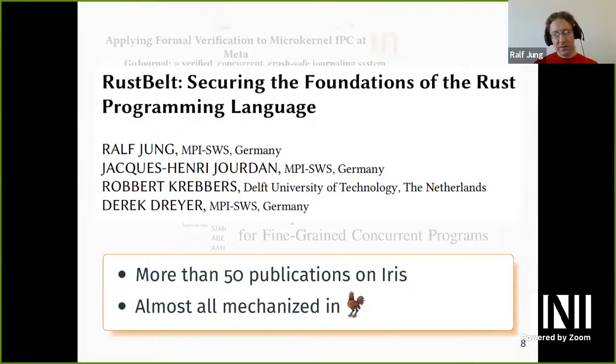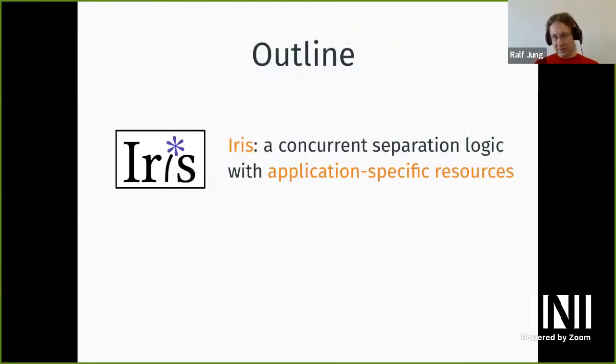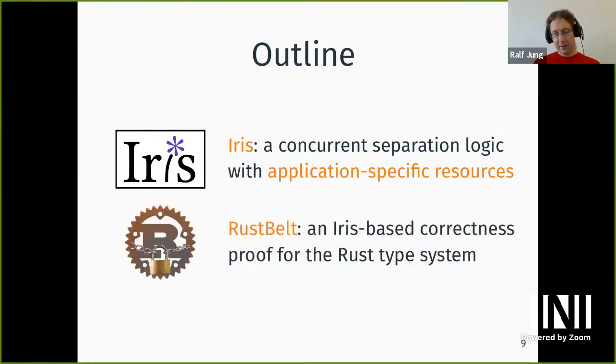So overall, we've seen more than 50 publications that have used Iris one way or another to verify some software property, and almost all of these results have been mechanized in the Coq Proof Assistant. So this is then the plan for the rest of the talk. I will start by explaining how in Iris we use application-specific resources to reason about concurrent data structures. And then I will explain how in RustBelt we've applied Iris to verify the correctness of the Rust type system.